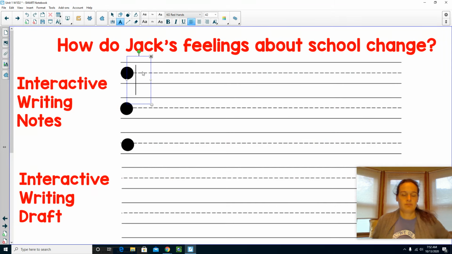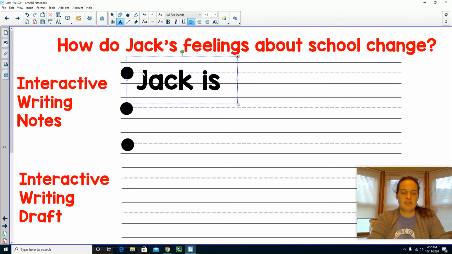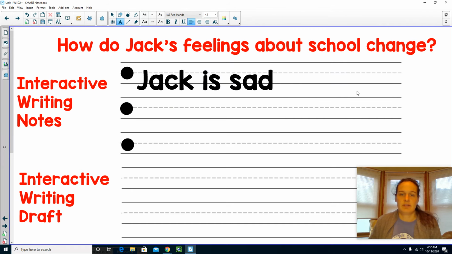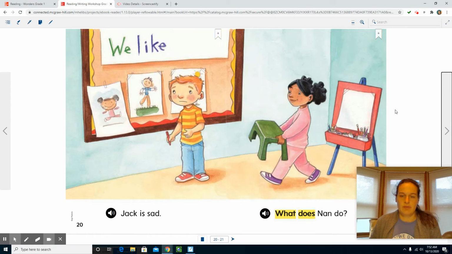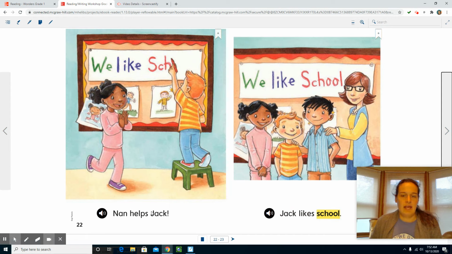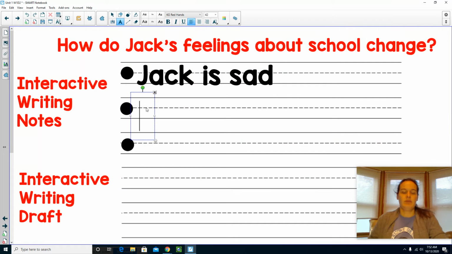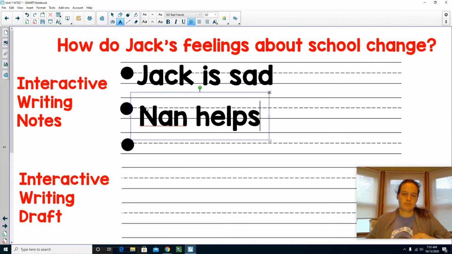So Jack is sad. So that's a note for us. This isn't our final writing. This is just a note. So then we want to know how his feelings change about school. So let's see. We notice now that Nan's going to help him. Nan helps Jack. Jack likes school, and we can see here he's smiling. So what helped him like school? Well, it's because Nan was able to help him. So Nan helps. So we want to make that note. Nan helps.